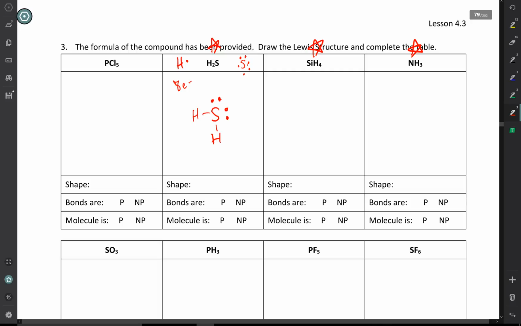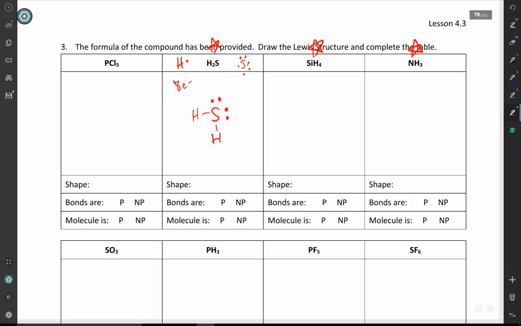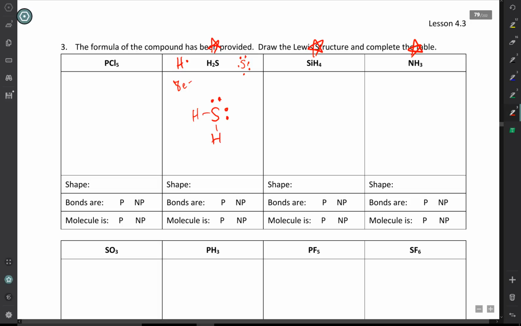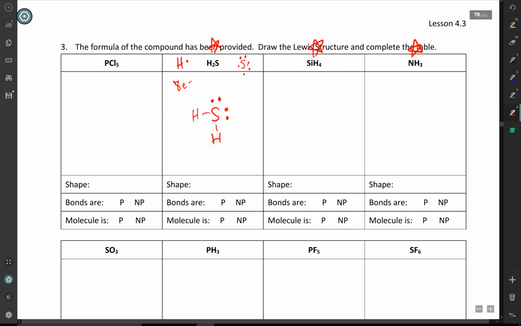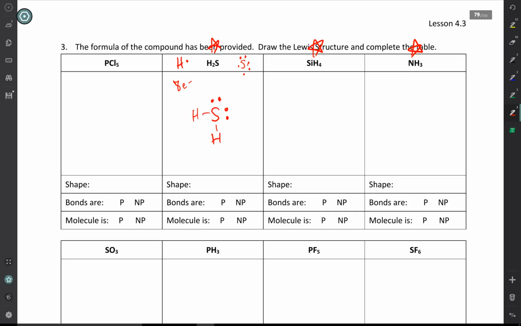Let's double check. I've got 2, 4, 6, 8 electrons, 8 of them around sulfur, 2 around each hydrogen. This checks out. Don't worry for the time being about shape, what the bonds are, and what the molecule is. You should go ahead and pause the video. I'm going to work on solving these other 2 on my own. I suggest that you do the same, and we'll check in a minute.